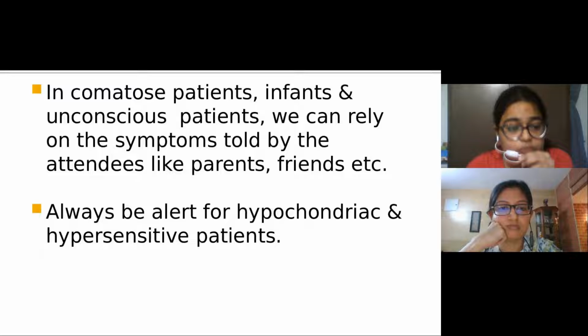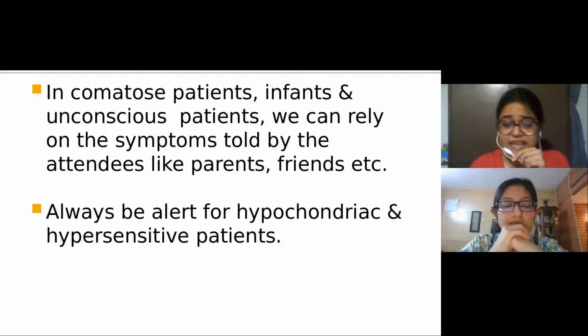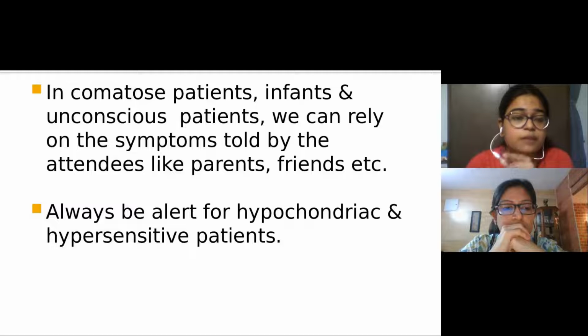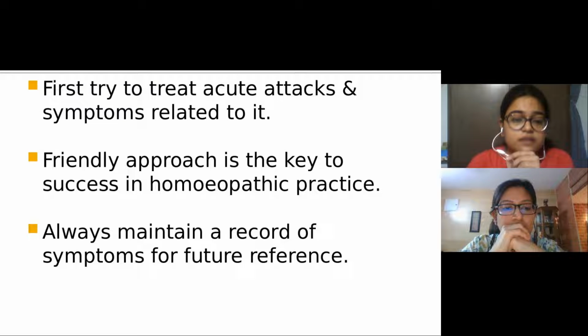So in comatose patients, infants, and unconscious patients, we can rely on the symptoms told by the attendants like parents, friends, etc. Always be alert for hypochondriac and hypersensitive patients because they will exaggerate the symptoms. So only the physician's own observation will help to unlock the case.